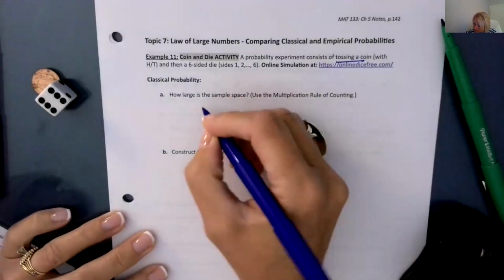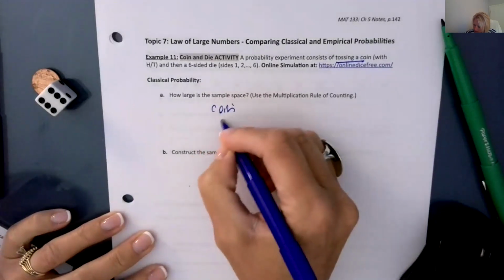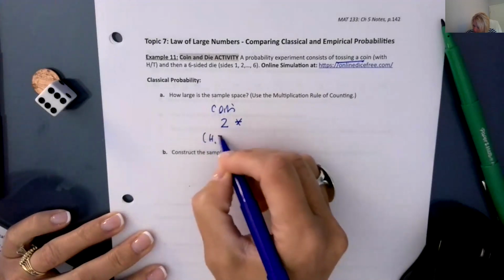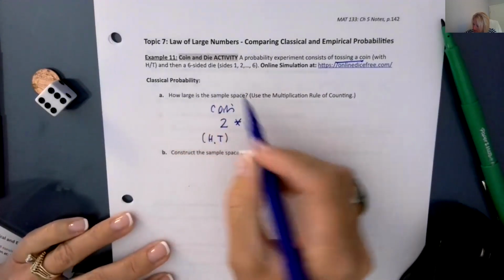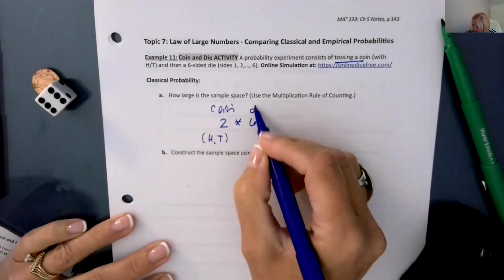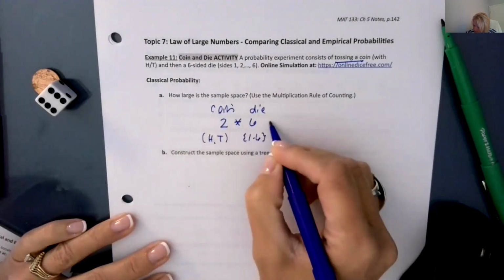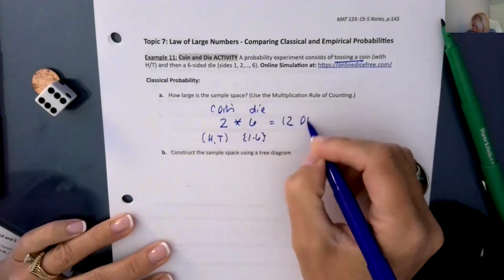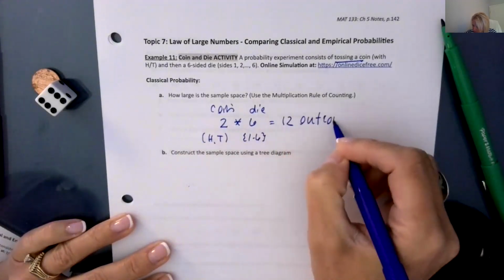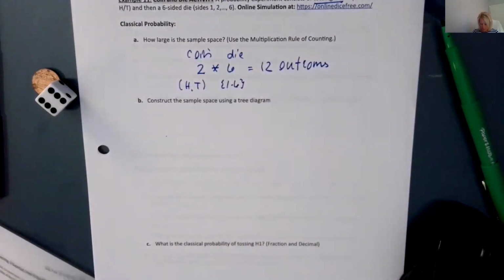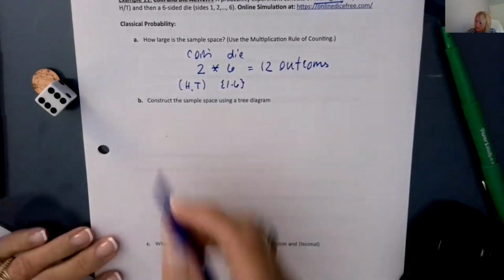So we are going to toss a coin. The coin has 2 outcomes, right? Heads or tails. And then the six-sided die. So there should be 12 possible outcomes that we could get. And we are going to construct the sample space for these 12 outcomes.